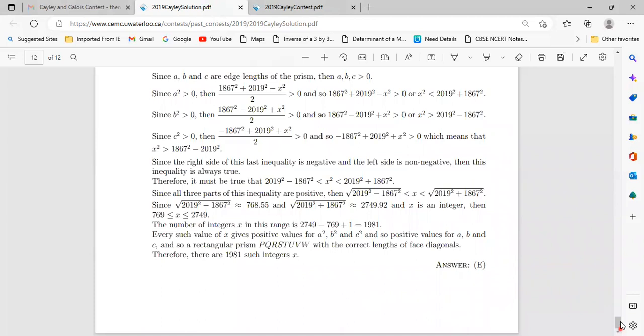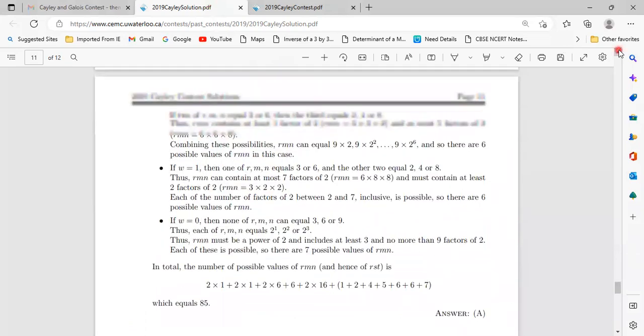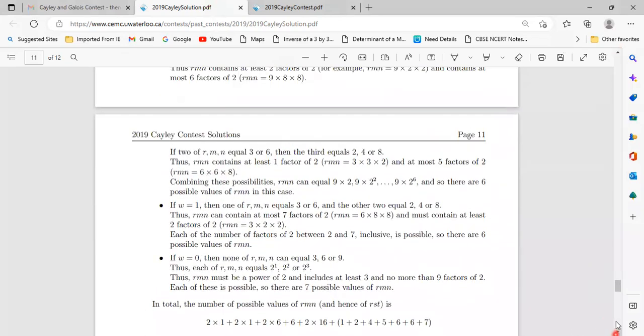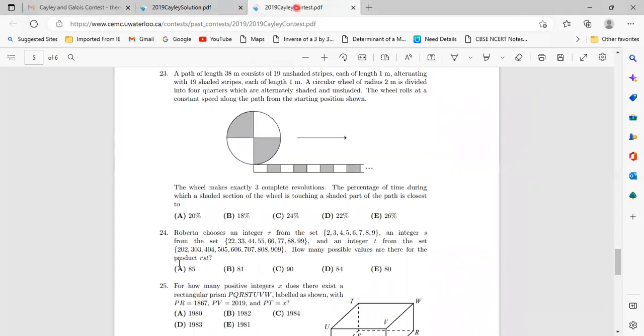Oh, I think we accidentally went into solution 25. One minute. Okay, so if you add all of them, you are getting the answer is 85. Yes, it is option A.